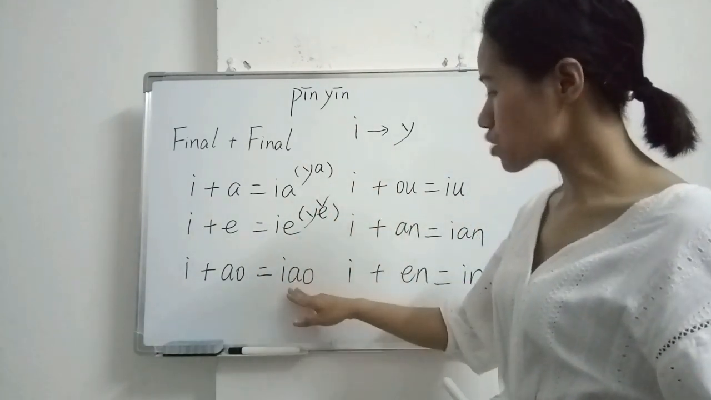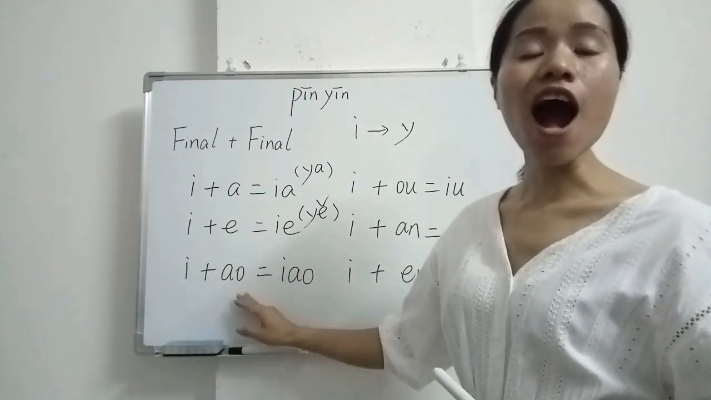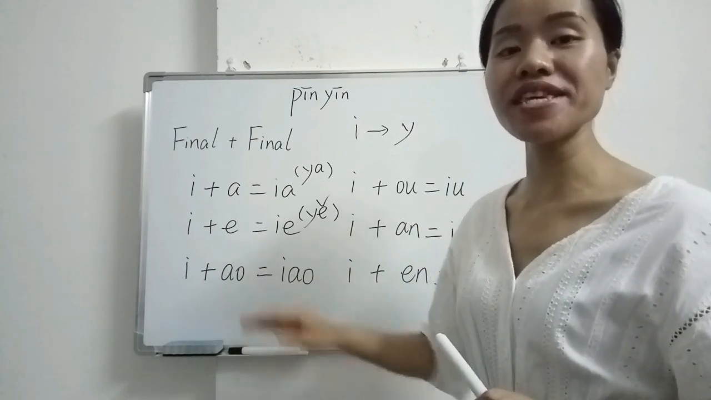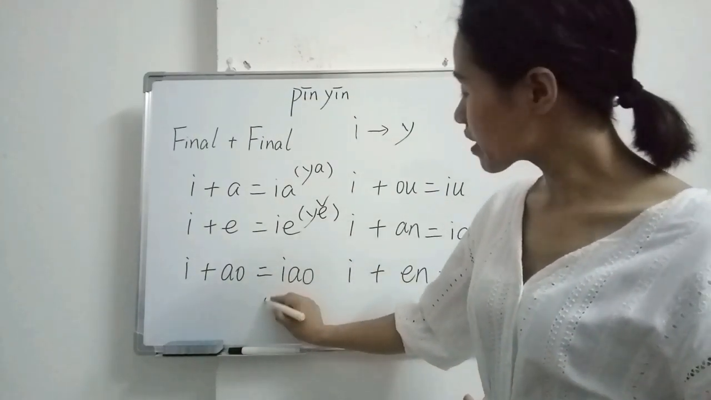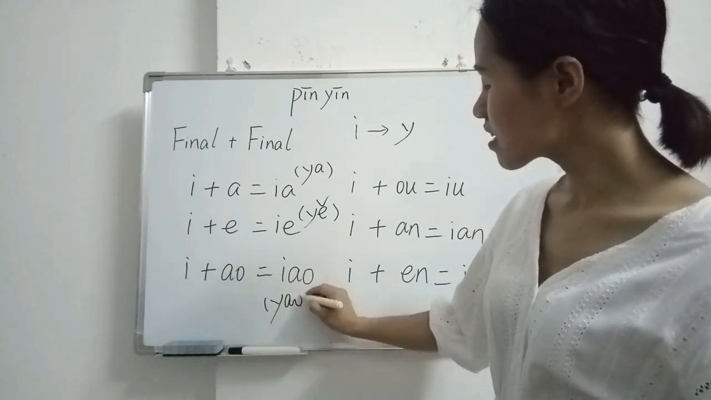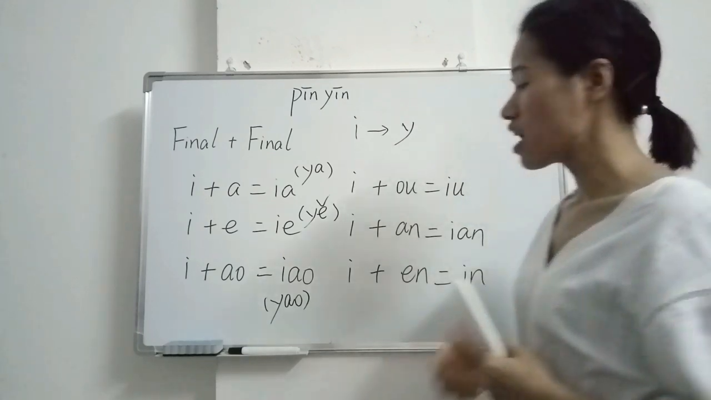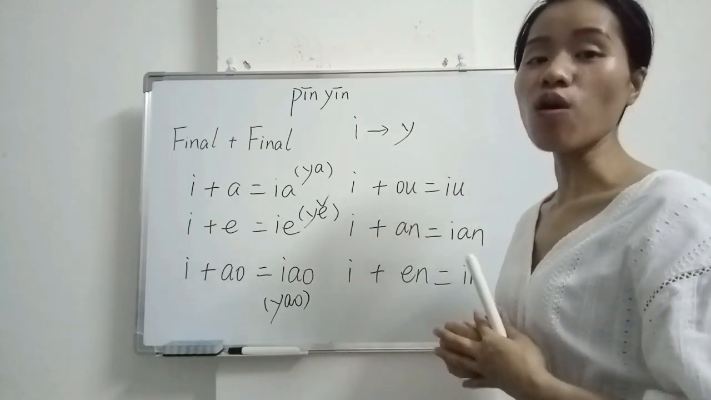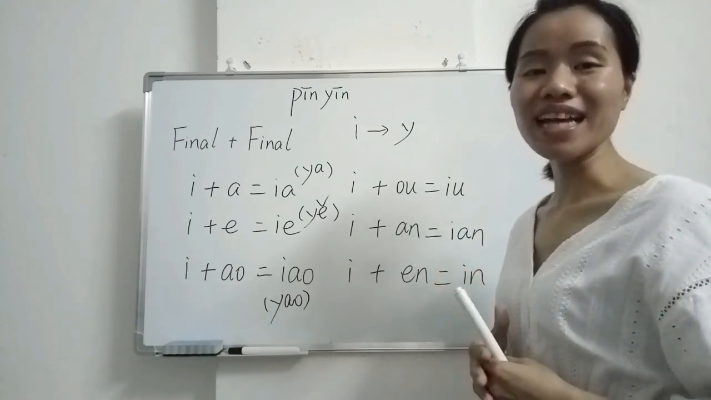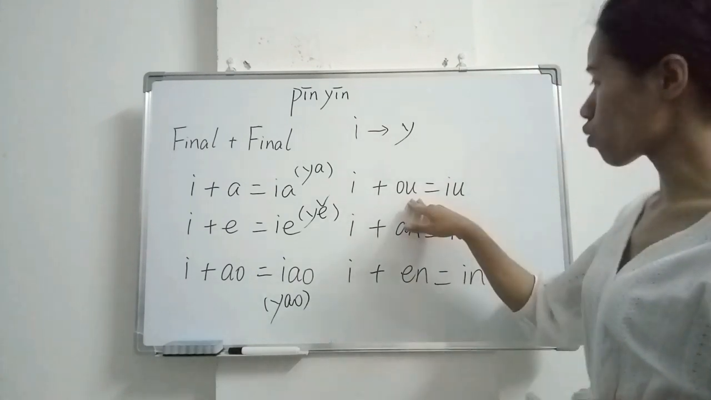Okay, and this one. Y plus ao, yao, yao, yao, yao. We can write it in this way. Yao. What does yao mean, the fourth tone? Yao means medicine. Yao. And this one.